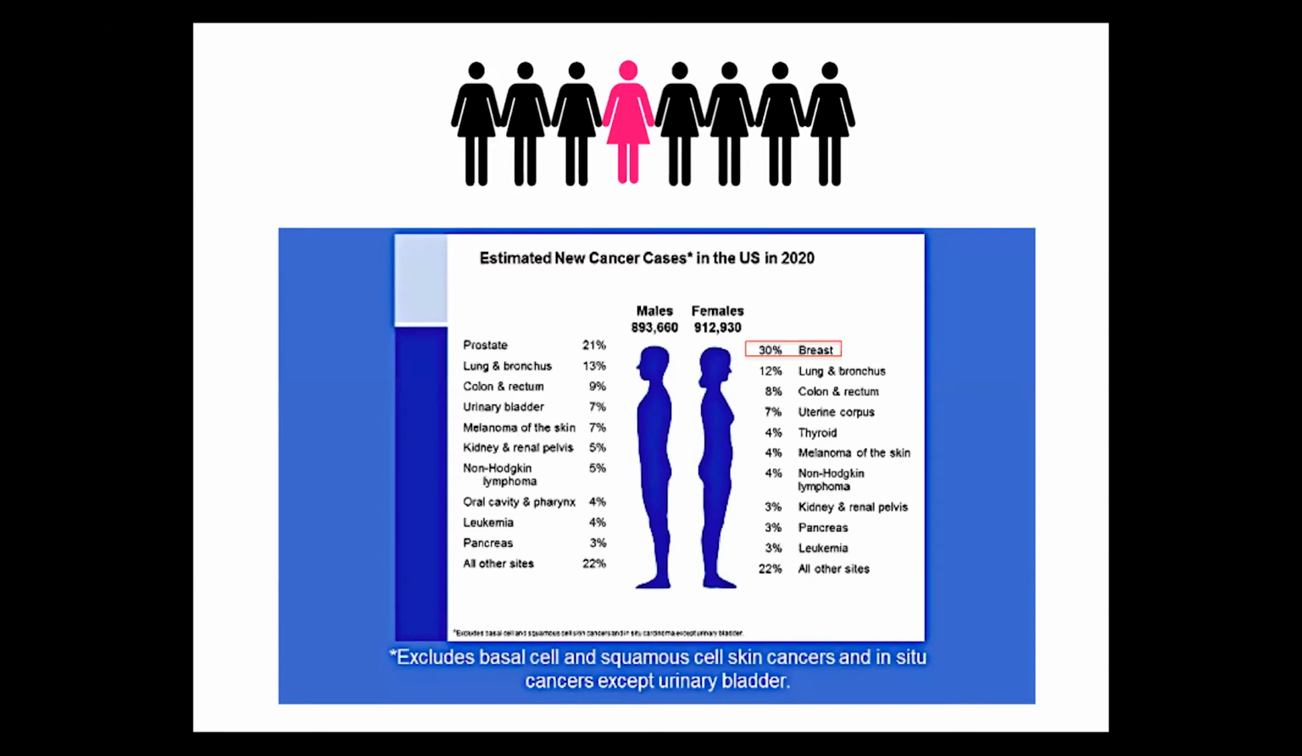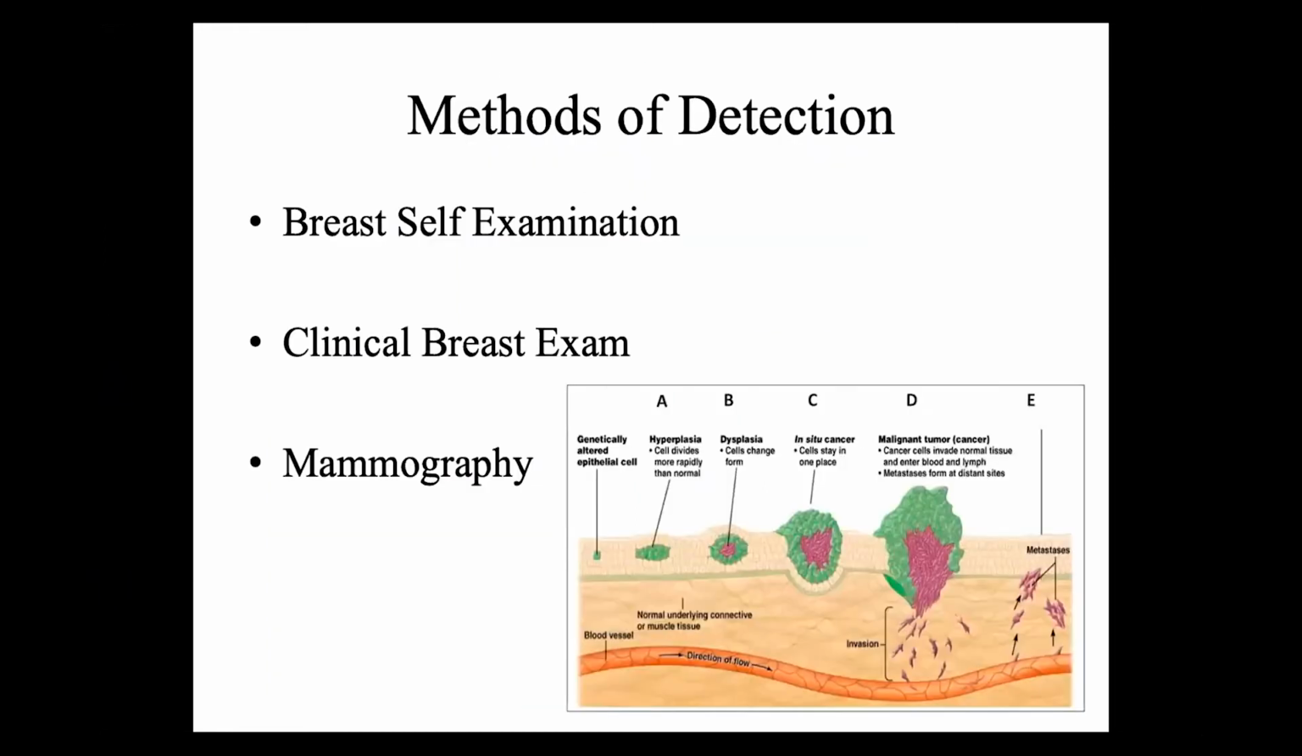There are many methods of detection for breast cancer. The primary 3 are self-examination, breast exams, and mammograms. But the problem with these detection methods is that they're not able to detect breast cancer at an early stage or before the breast cancer metastasizes.